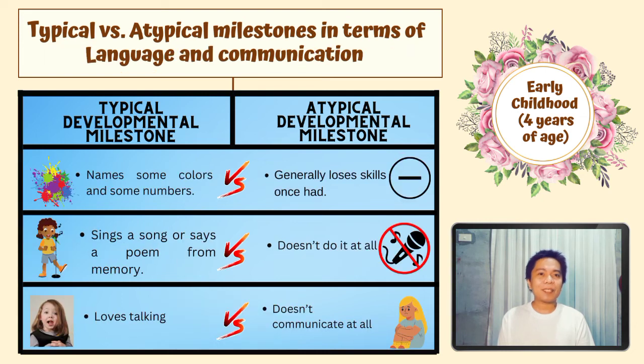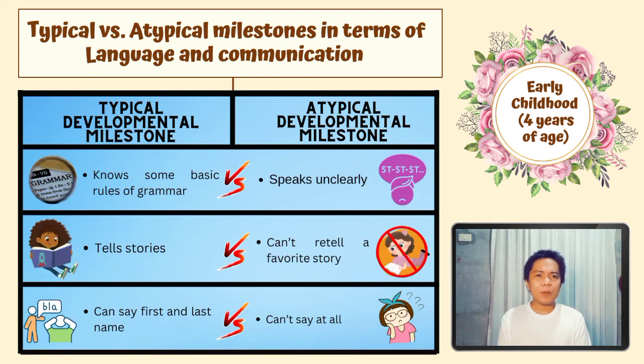Typical and atypical milestones in terms of language and communication. Knows the basic grammar rules versus speaks unclearly. Retells the story versus can't retell at all. Names colors and numbers versus loses skills once had. Loves talking versus doesn't communicate at all. A 4-year-old kid is already capable of expressing their thoughts and ideas. They already know how to sustain a conversation.